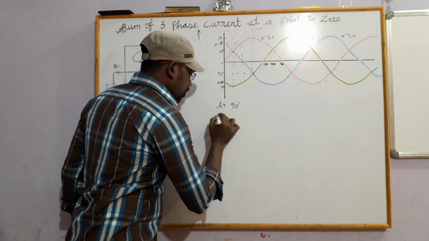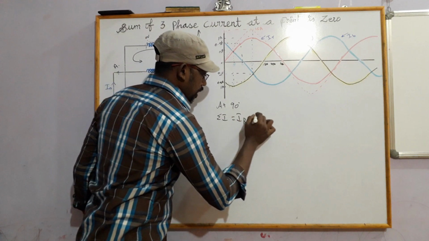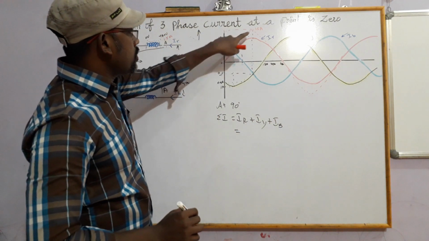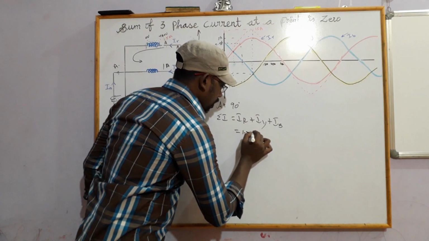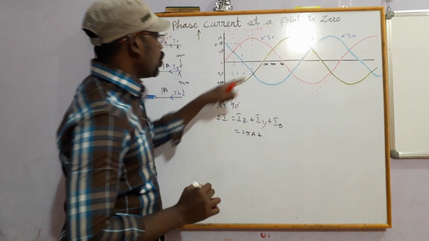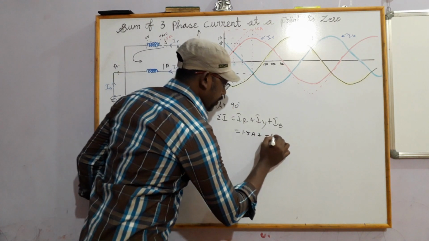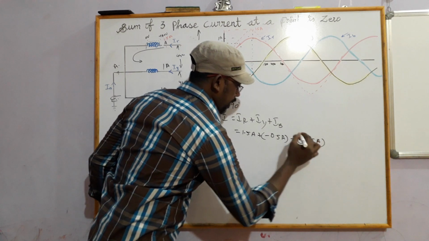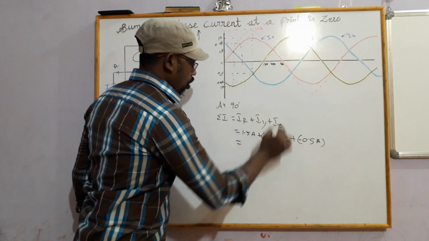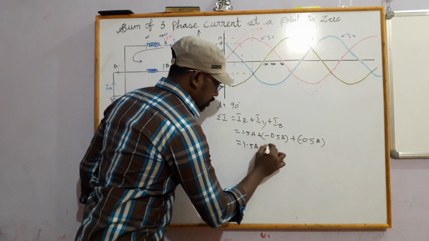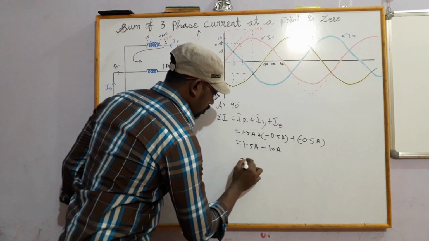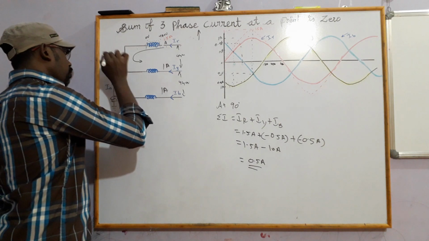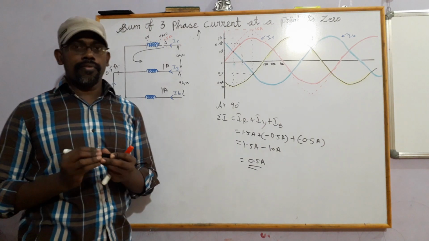If you see the sum of current IR plus IY plus IB, in this case IR is 1.5 amps, plus IY is minus 0.5 amps, IB also minus 0.5 amps. When I sum all these, I get 0.5 amps. This 0.5 will flow through the neutral. The neutral will get this 0.5 amps.